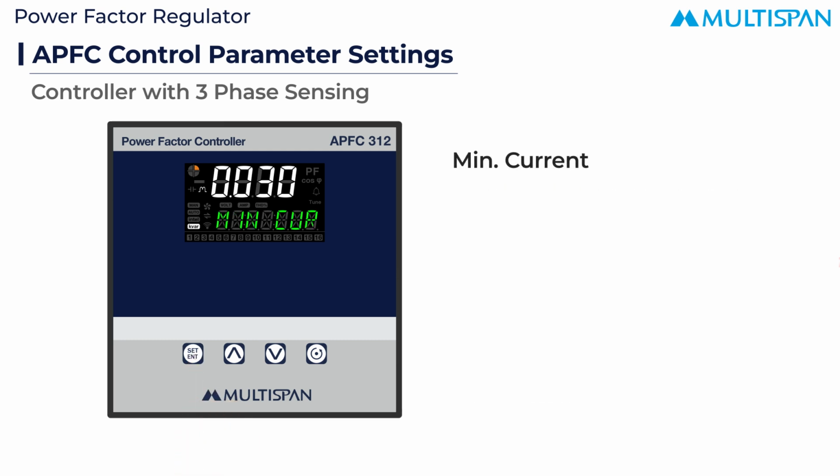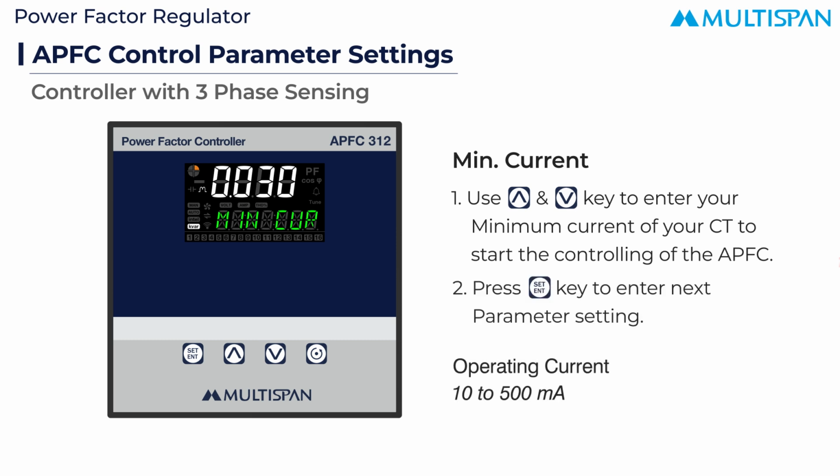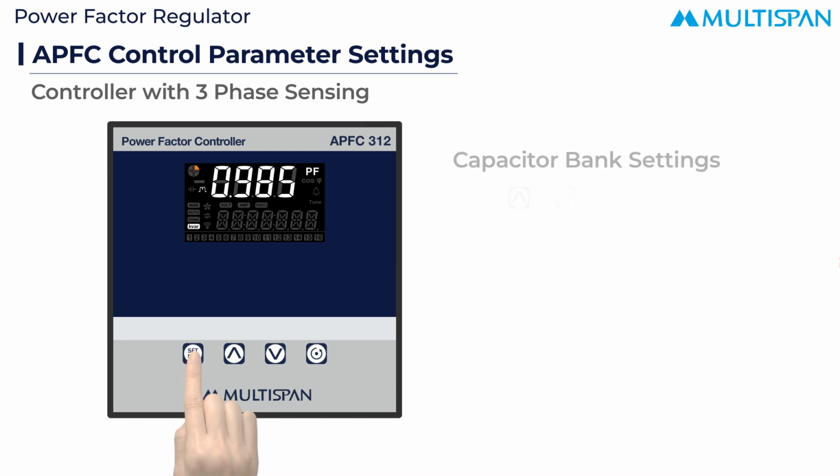Next is the minimum current required setting. This means the APFC 312 will only start controlling when the CT on the secondary side registers at least 30 mA of current. For capacitor bank settings, press and hold the set key again.